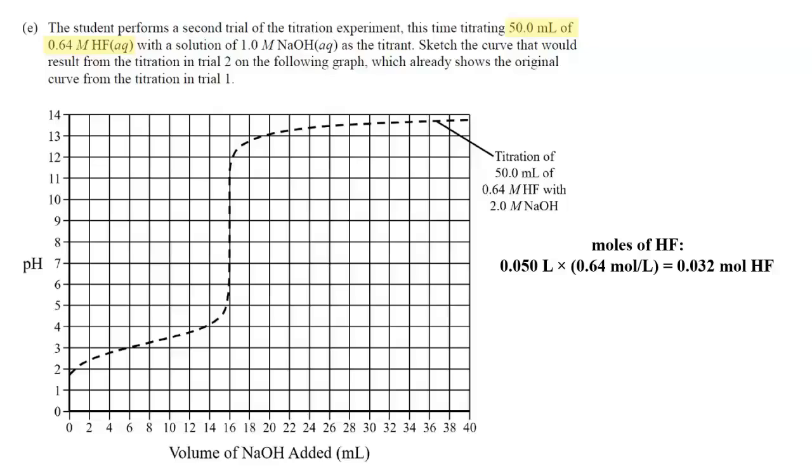So in trial 1, it was a 2 molar solution of sodium hydroxide, and it required 16 milliliters of the titrant to reach the equivalence point. So take a look at this math. That would be 0.016 liters times 2 moles per liter, and you can see that I get 0.032 moles of sodium hydroxide.